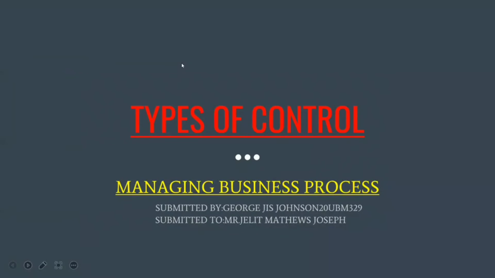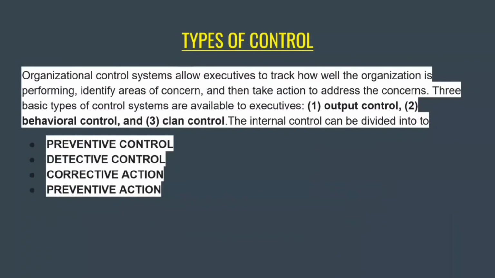Hello everyone. Today we are going to talk about types of control in managing business process, and the major types of control are in the case of organization. Control systems allow executives to track how well the organization is performing, identify areas of concern, and then take action to address concern.